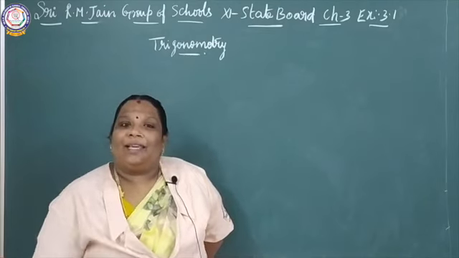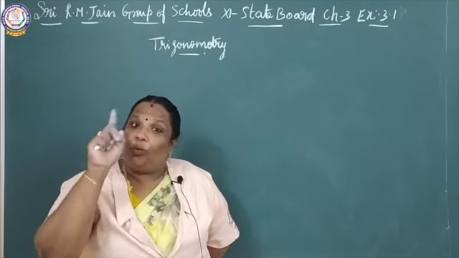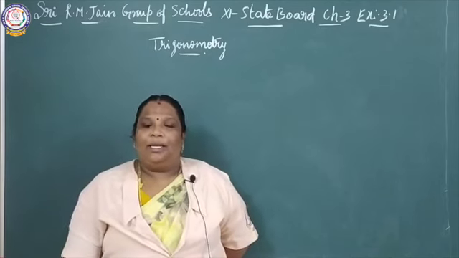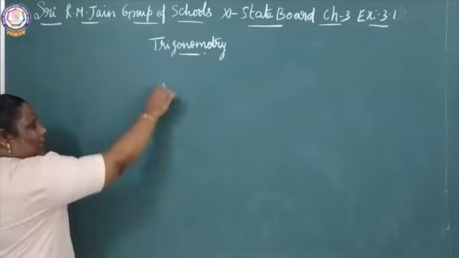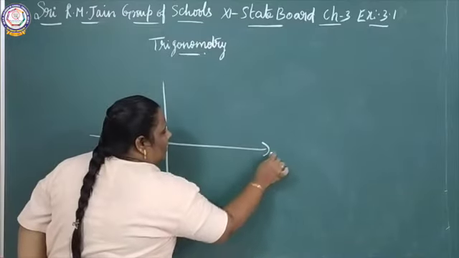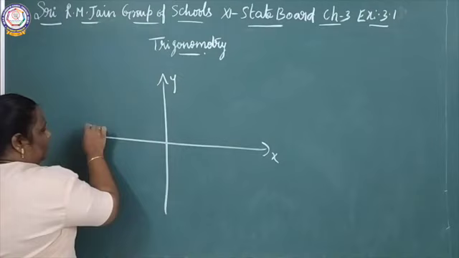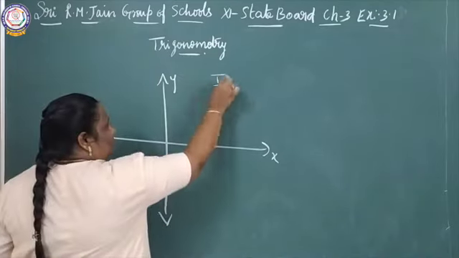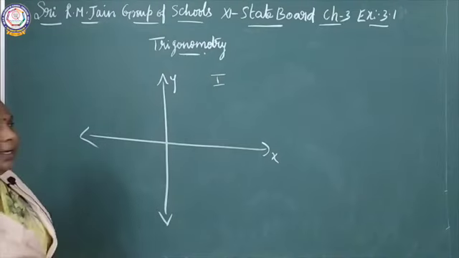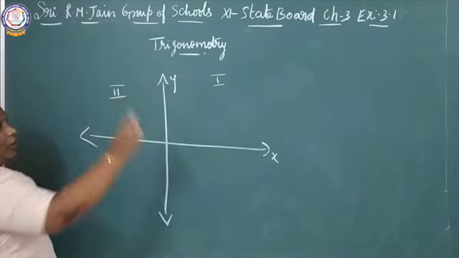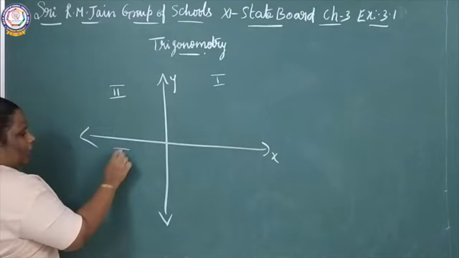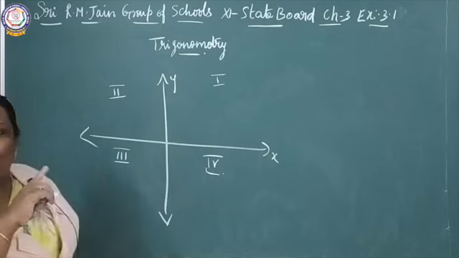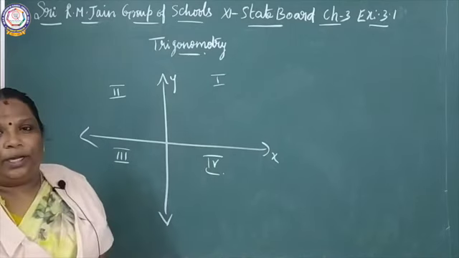Suppose it lies in the second quadrant. What is the value of sin 180 degree, sin 270 degree, sin 360 degree, like this. See here, x, y axes. This is the first quadrant, you know very well. This is the second quadrant, this is the third quadrant, this is the fourth quadrant.